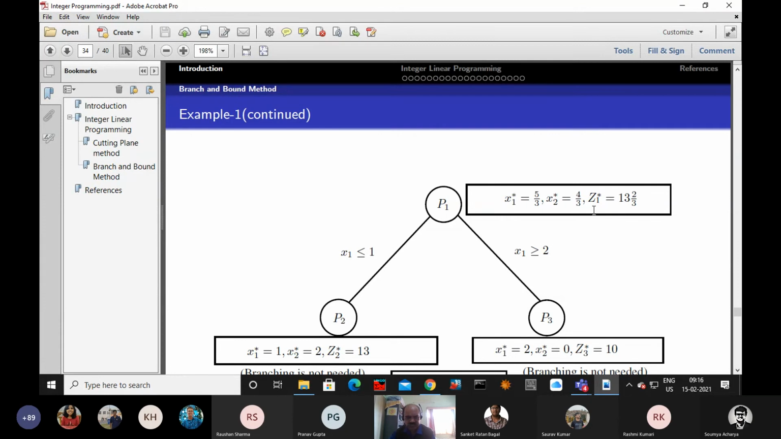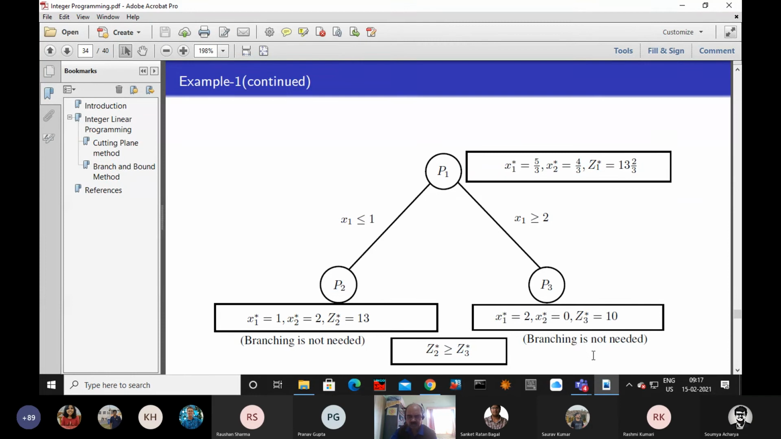This is z. Since it is non-integer, we will consider branching with respect to x1 or x2. In fact, you can consider anyone, but generally the thumb rule says consider the largest fractional part. x1 has the largest fractional part, so x1 is considered. So what is the branching rule here? x1 is less than or equal to 1 and x1 is greater than or equal to 2. So two different branches: P1 plus this is P2, P1 plus another one is P3. We find one has 13, another is 10. We consider the maximum solution as the optimal solution.